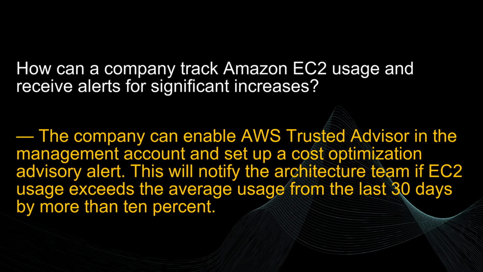How can a company track Amazon EC2 usage and receive alerts for significant increases? The company can enable AWS Trusted Advisor in the management account and set up a cost optimization advisory alert. This will notify the architecture team if EC2 usage exceeds the average usage from the last 30 days by more than 10%.